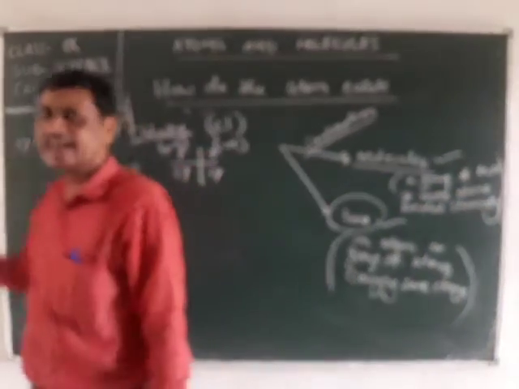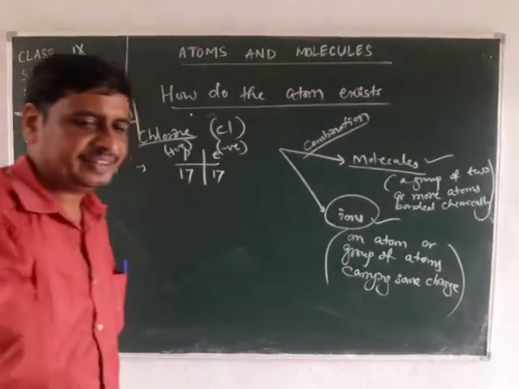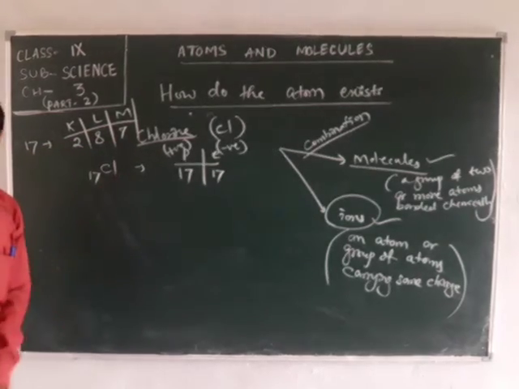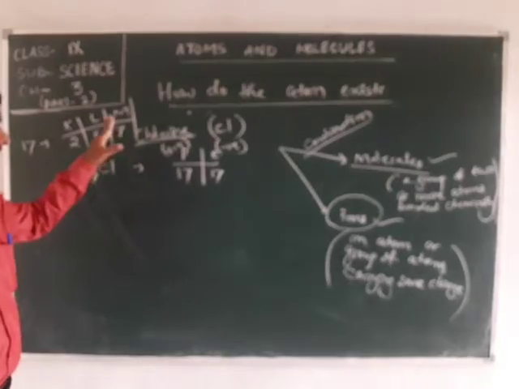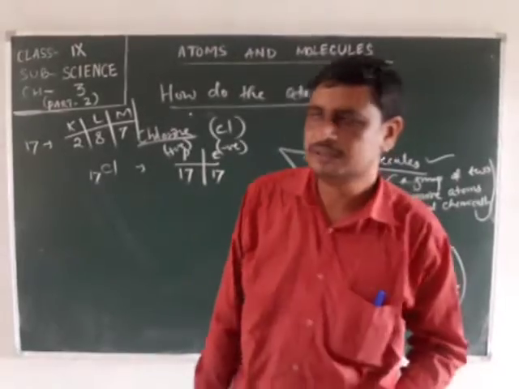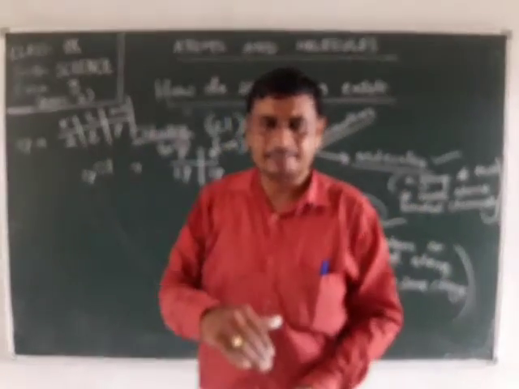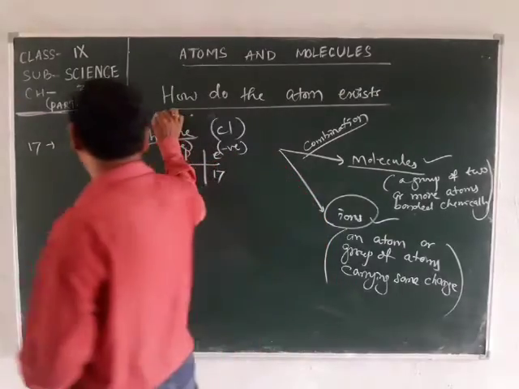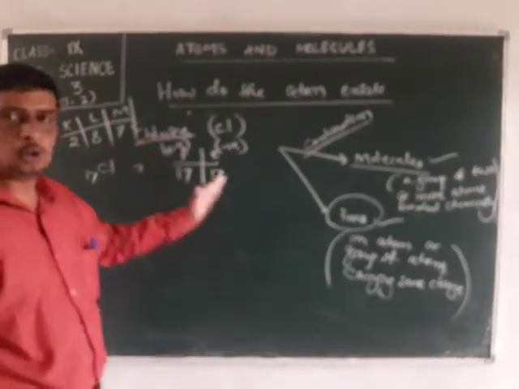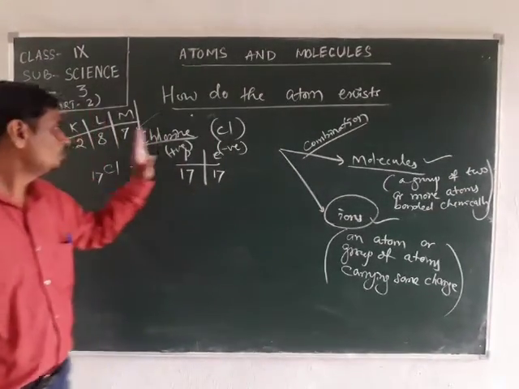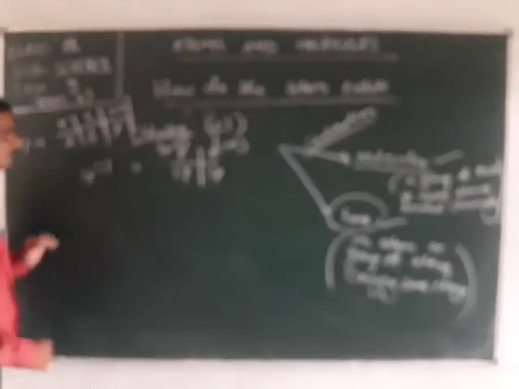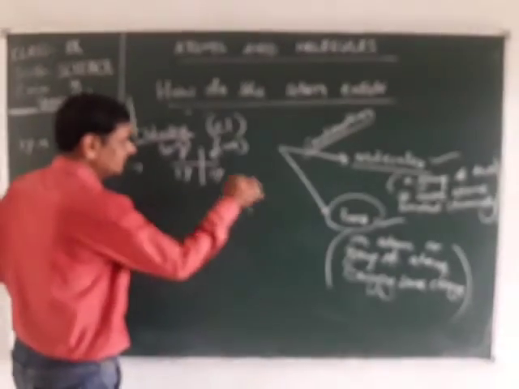To complete this outermost shell, since it has 7 electrons in the outermost shell, it will try to gain one more electron. Losing 7 electrons would require a lot of energy, but gaining 1 electron requires very little energy. That's why it will gain 1 electron from any monovalent atom to fill this outermost shell and show inertness. So it will take one electron here.